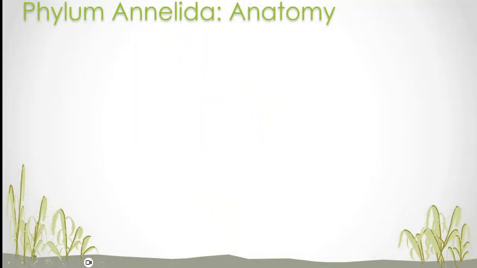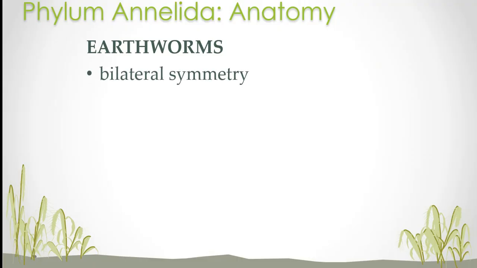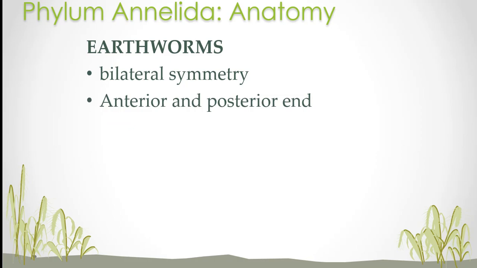Okay, so let's talk about some of the anatomical features on these segmented worms, phylum Annelida. Earthworms being the main one. I'll show you some other ones as well, but earthworms are the ones we're going to key in on. So they have what is known as bilateral symmetry, which we covered last time, which means that if we cut it in half lengthwise, the two sides are going to look the same or similar. So that is one of their things. And then we have the anterior and posterior end, a very clear head and a tail. The anterior is where the mouth structure is, and the posterior is the rear.